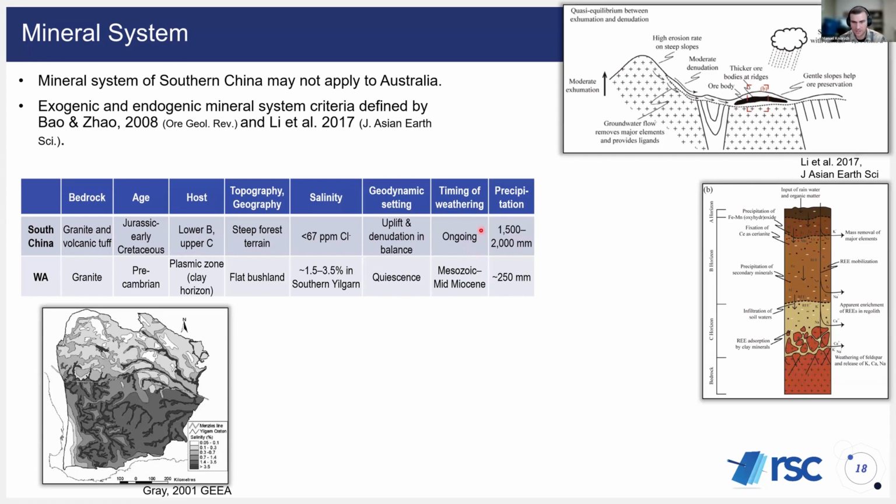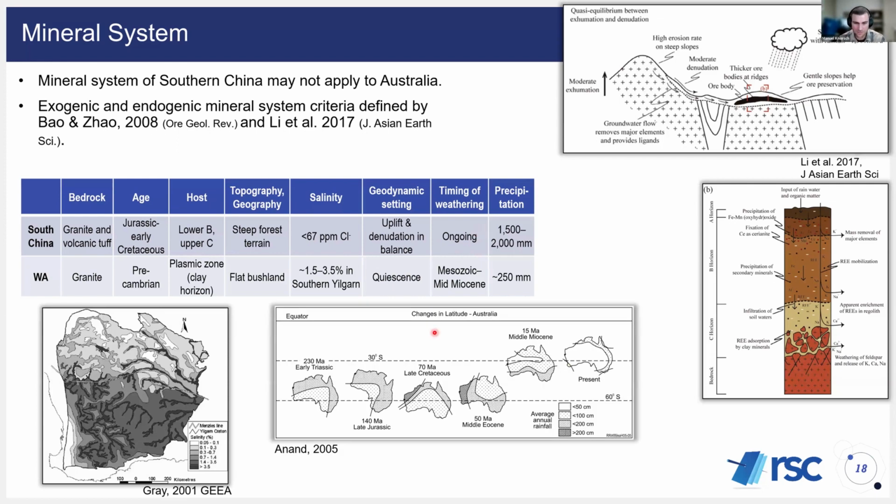The timing of weathering, so that feeds into what I've said before, it's an ongoing process in South China. And something I also don't know too much about, there's probably a lot of people again here in this call who know a lot about when weathering predominantly happened in the Yilgarn Craton, for example. But in papers from Ravi Anand and others, you can see, especially during the Mesozoic, there's been a lot of rainfall in the Middle Eocene, for example. And right now, there's not too much rainfall happening.